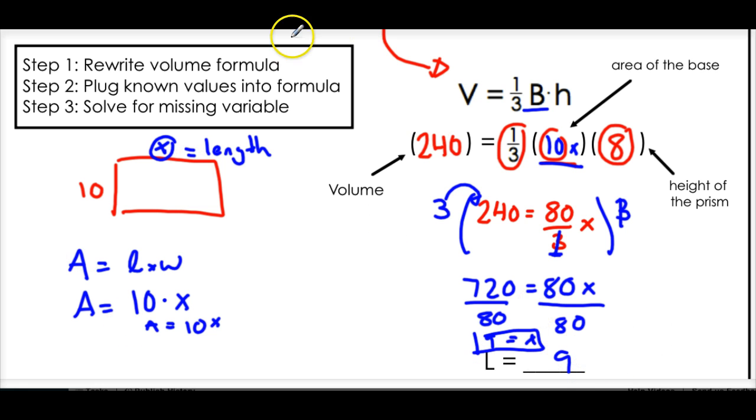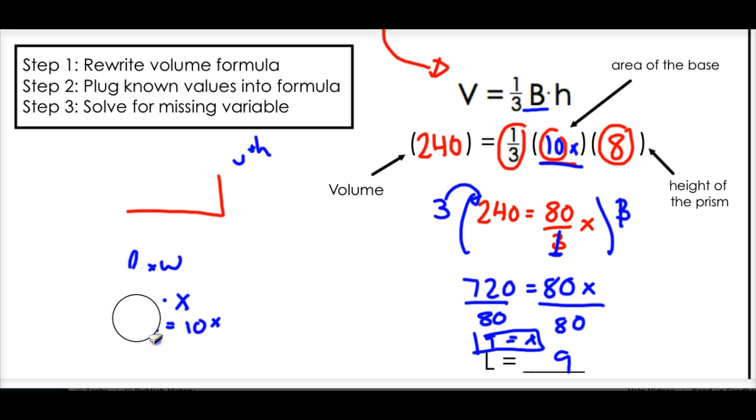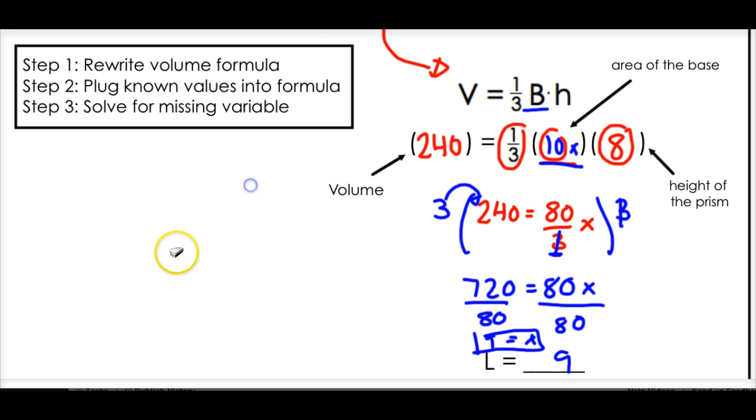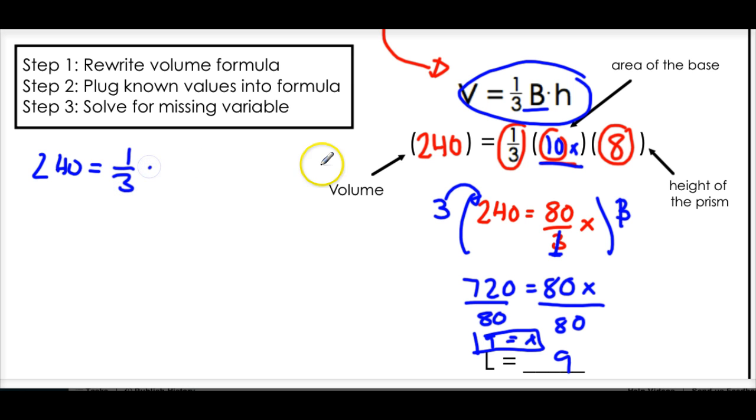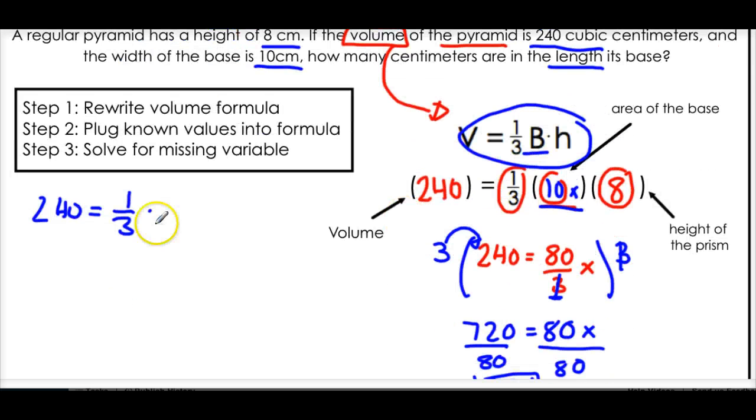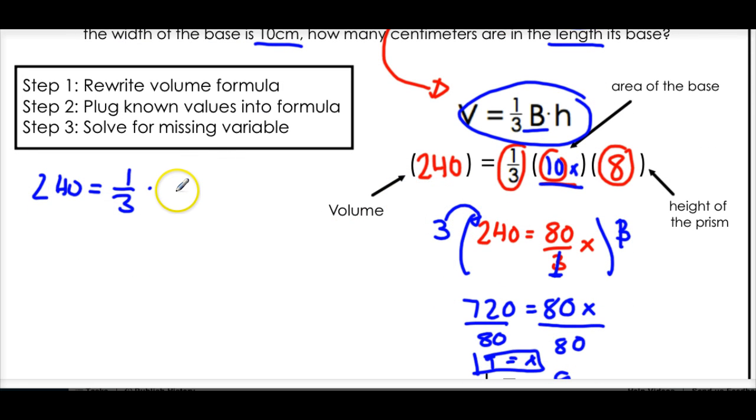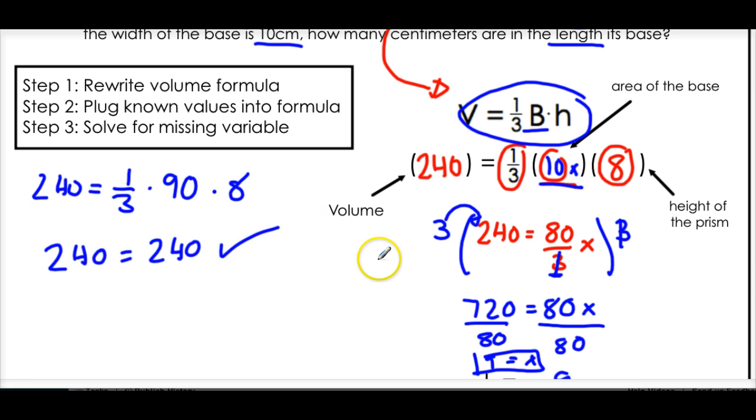Now, we could plug this in to see if we actually got that right, and I think that's a good idea. Check your answers, see if they make sense. So is 240, which is the volume, equal to 1/3 times the base? The base would be 9 times 10, the length times the width. So 9 times 10 is 90, times the height, which is 8. When I put that in the calculator, I get 240 equals 240, which is correct.